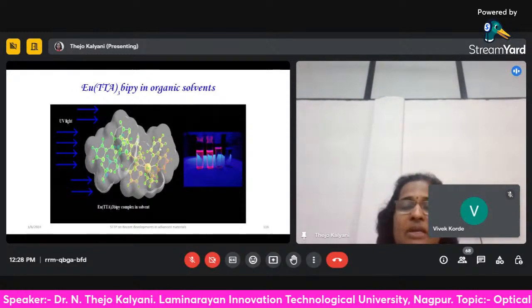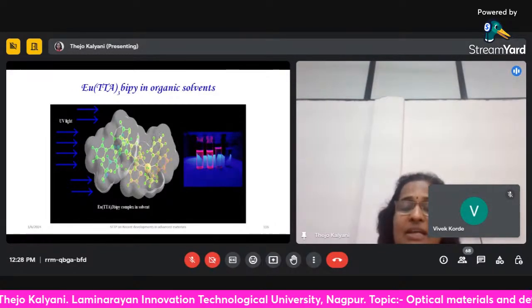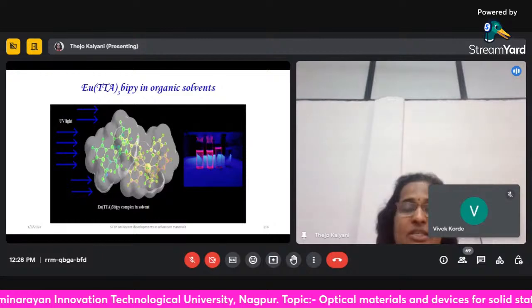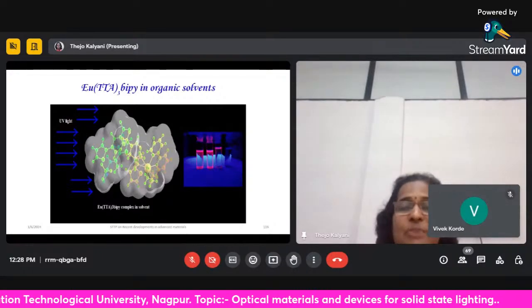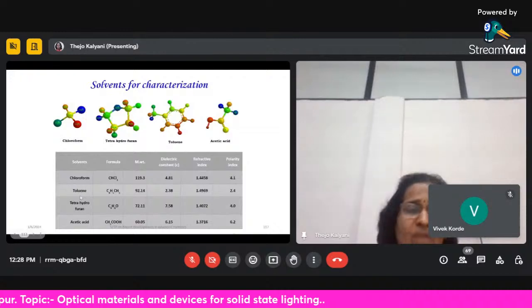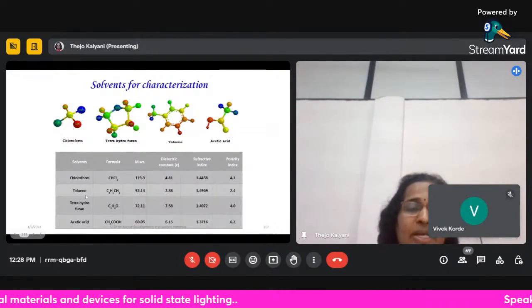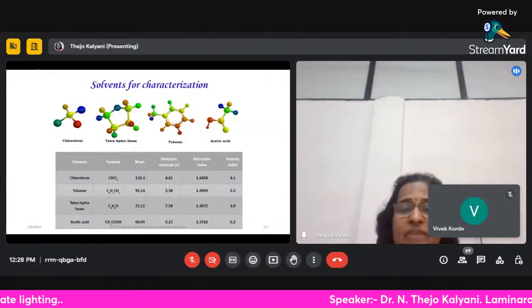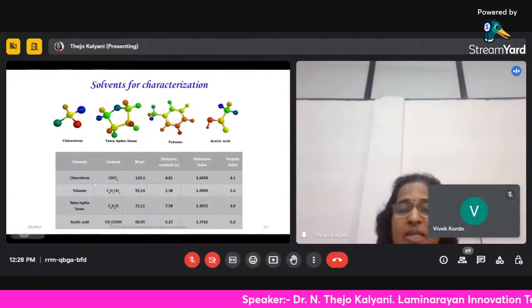And hence I'm interested to study if I add a solvent, is its PL intensity going to change or not. So that is being carried out on various solvents, like we have considered chloroform, toluene, tetrahydrofuran, and acetic acid. So the molecular weight, these are the optical properties of that particular material.